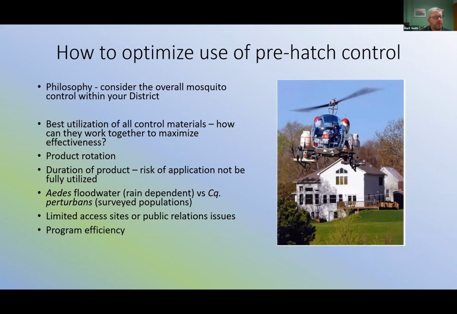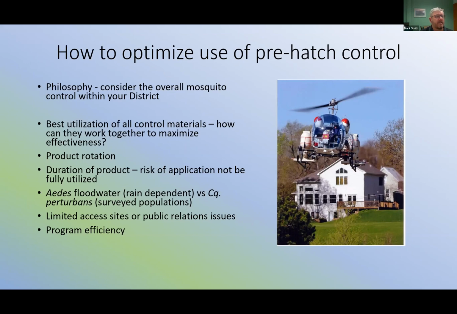Another area where we use a lot of pre-hatch is in limited access sites. We have areas like, let's say, around our international airport, where they don't want helicopters flying in quite a bit. We will use it there. Also areas of high-use parks where you have a lot of public interaction, or maybe horse farms, or around schools where you don't want that aircraft in, possibly creating some public relations issues, and I don't think anybody likes to deal with those.